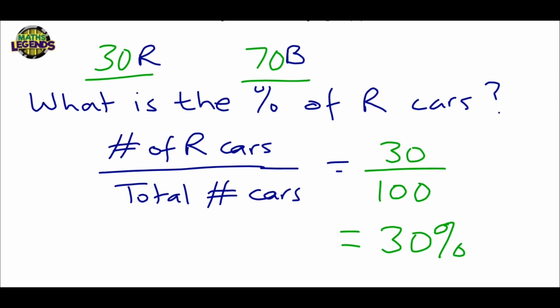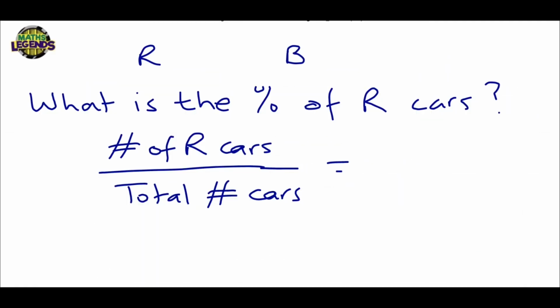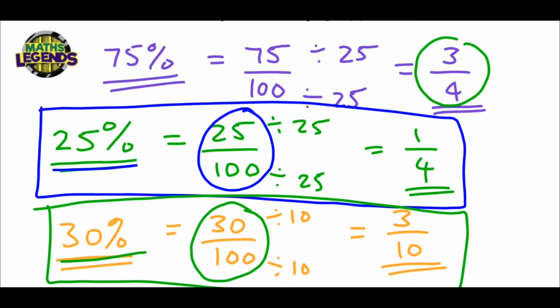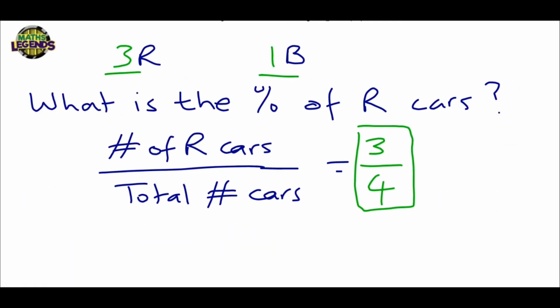Now let's consider a slightly different example. Let's say we have 3 red cars and 1 blue car, and we are asked what is the percentage of red cars. So the number of red cars is 3, and the total now is 3 plus 1, which is 4. Now this is a fraction you should recognize from our earlier calculation, 3 over 4, which is equal to 75%. But let's say we don't remember that, then how do you work it out? Well, we know that as a percentage we need to write this as equal to something over 100.